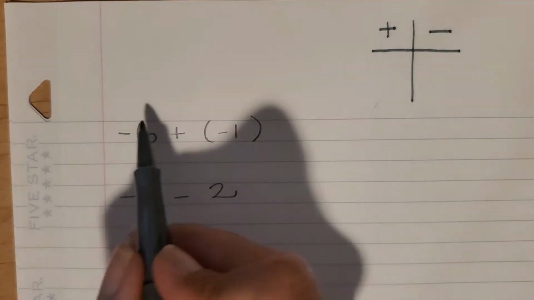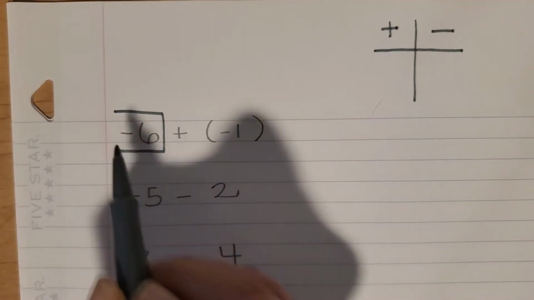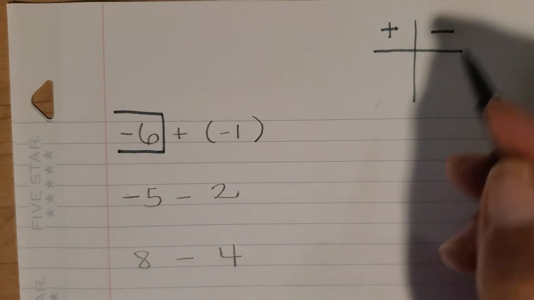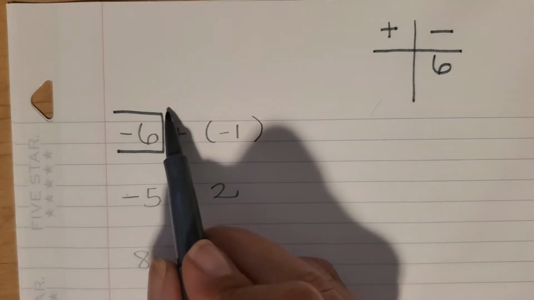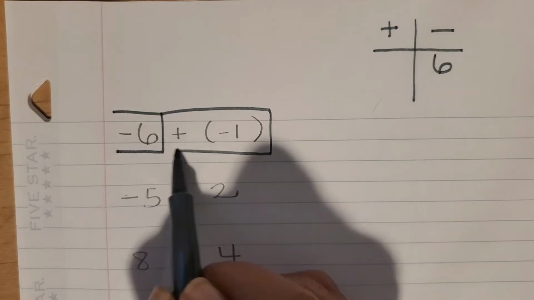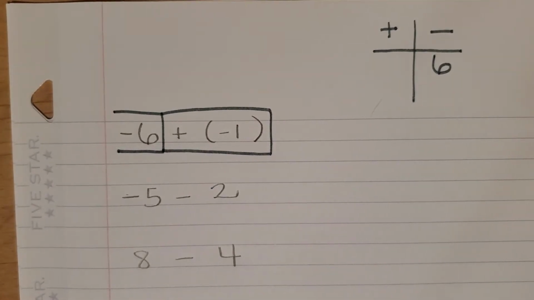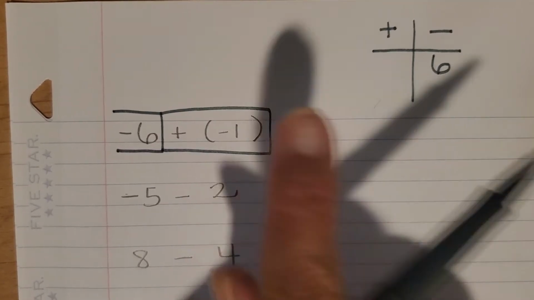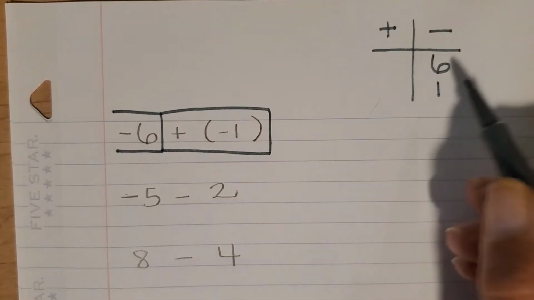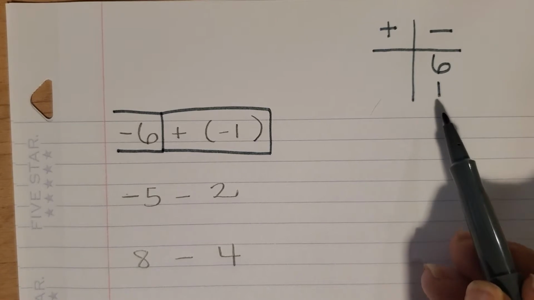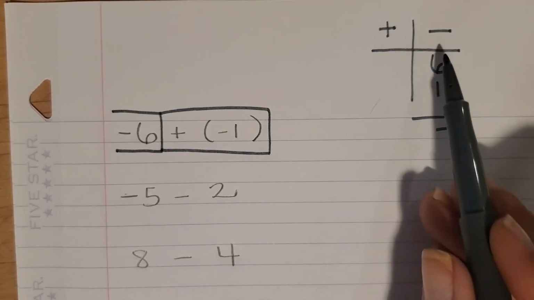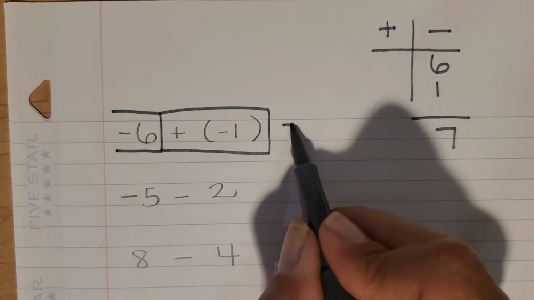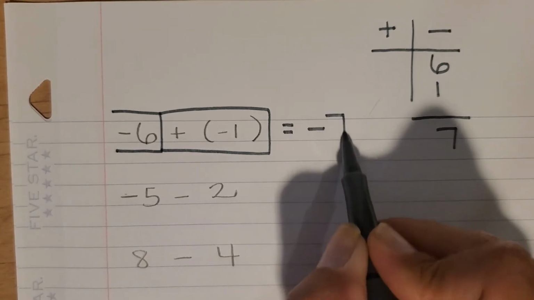So for example, I know that -6 is a term. So I have 6 negatives. And then I'm going to look at my next term, and my next term is a plus -1. So I have 1 negative. If I look at my scoreboard, I have 7, and they're under the negative sign, so it's -7.